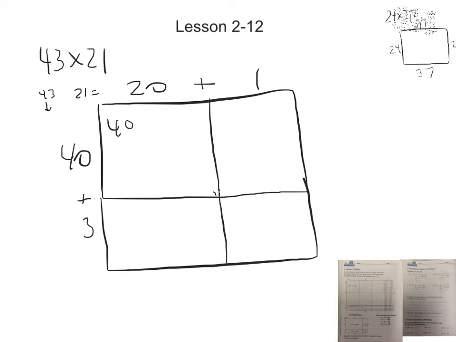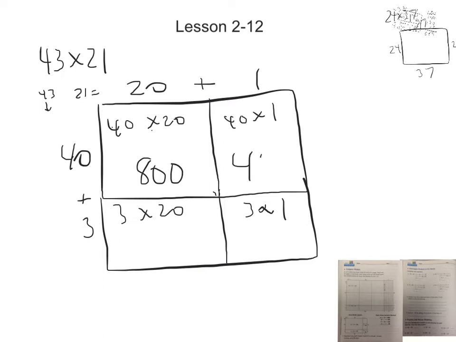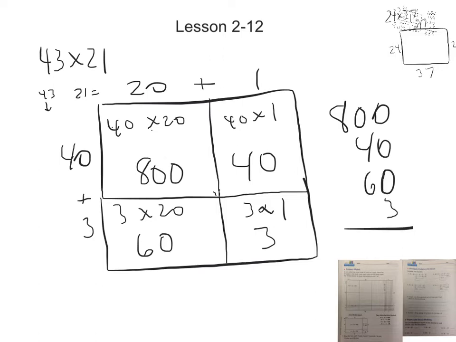Here I have 40 times 20. Here I have 40 times 1. Here I have 3 times 20. And over here I have 3 times 1. You work them all out, add them all together, and it gives you the answer. 4 times 2 is 8. Put the two zeros on. 40 times 1 is pretty easy, 40. 3 times 1 is easy, 3. 3 times 20, 3 times 2 is 6. Put the 0 on. Add them all together. You get 3, 10, carry the 1, 903.